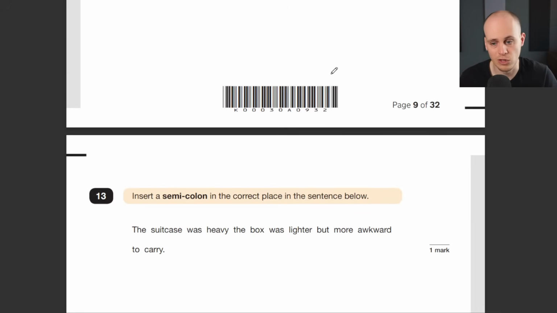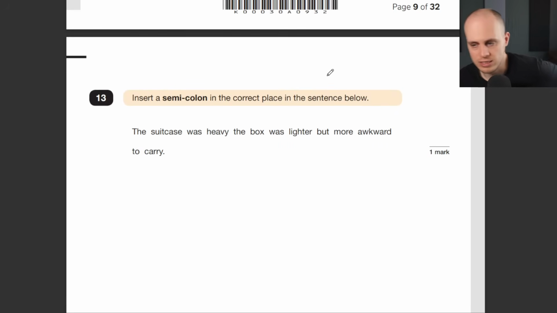Got those homophones and homonyms, but have different meanings. So just consider all of the meanings of a word to avoid traps. Insert a semicolon. So semicolons look like this into the correct place in the sentence below.